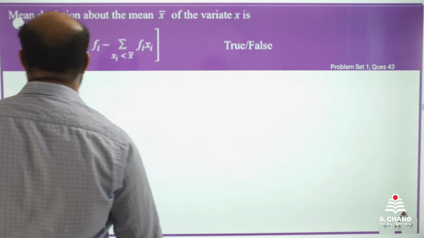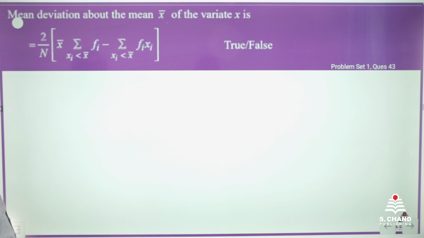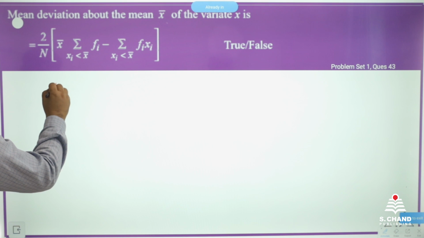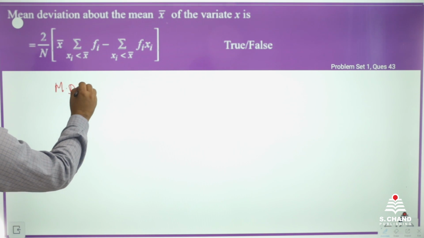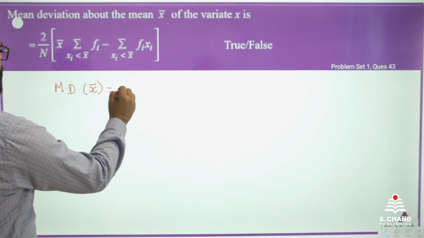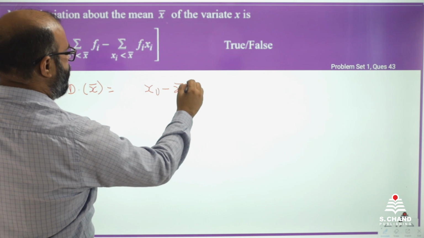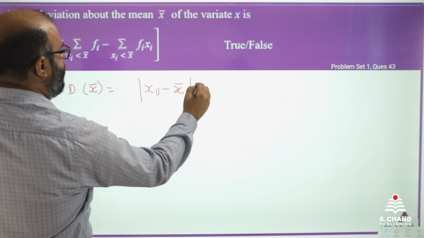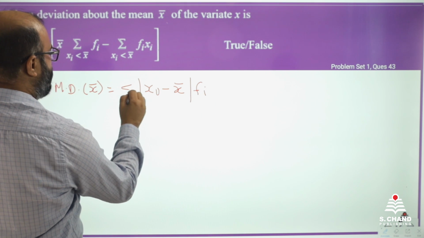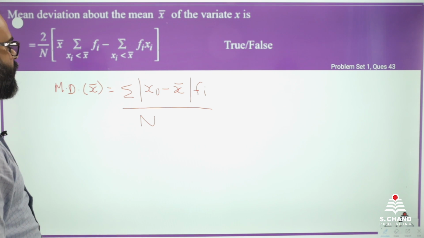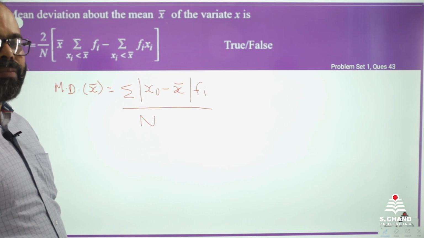Next question says: mean deviation about the mean of the variable x is. Now we know what mean deviation about the mean is. It is sigma of fi times mod of xi minus x bar, upon n, that is, sigma of fi. This is what is mean deviation about mean.